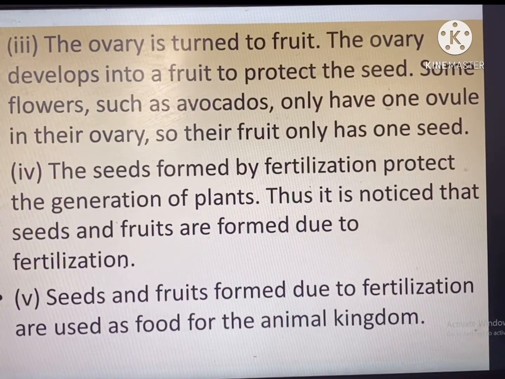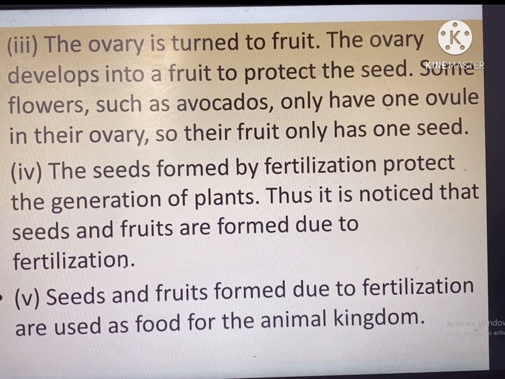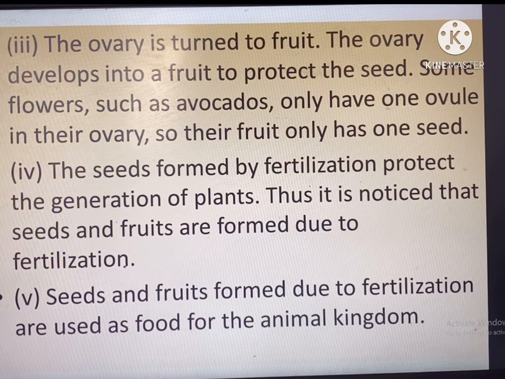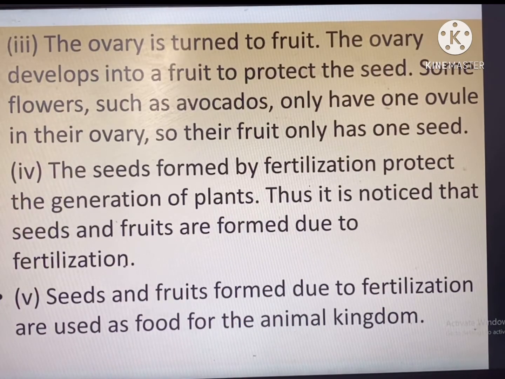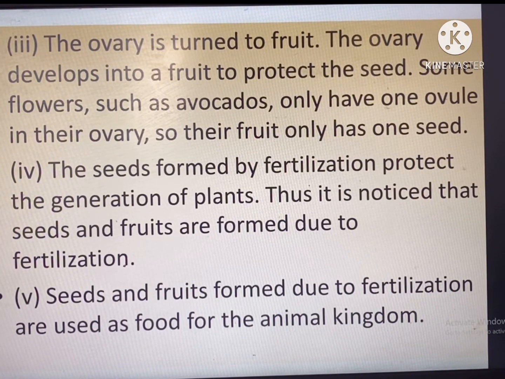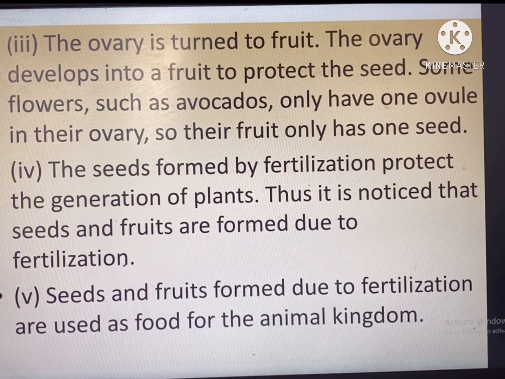Next point is the ovary is turned into fruit. The ovary develops into fruit to protect the seed. Some flowers, such as avocados, have only one ovule inside the only one ovary, so their fruit only has one seed. The seeds formed by the fertilization protect the generations of plants. Thus, it is noticed that seeds and fruits are formed due to fertilization.